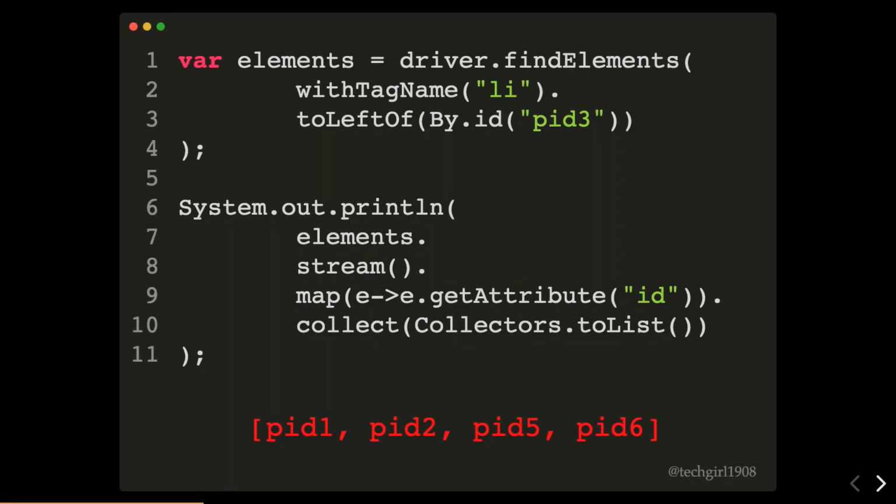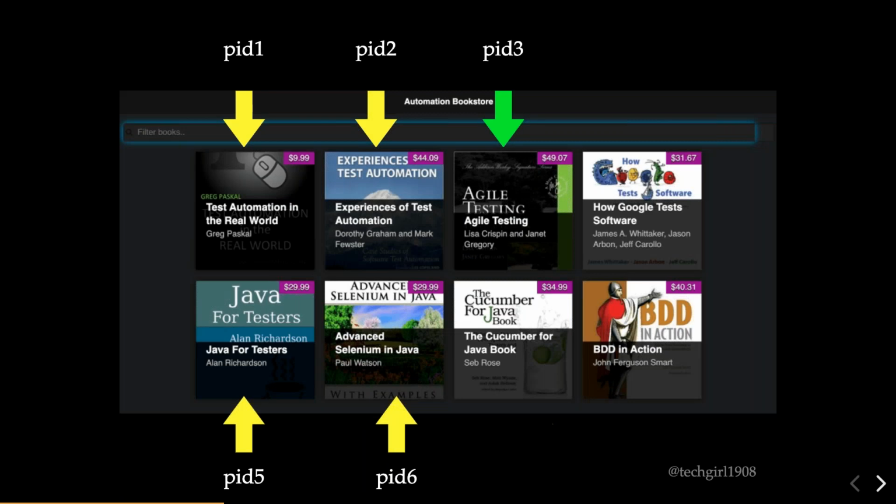Well, yeah, we do, but we also get PID5 and PID6 as well. Where did those come from? Well, let's look at the app again. Okay, so PID3 is the main element.